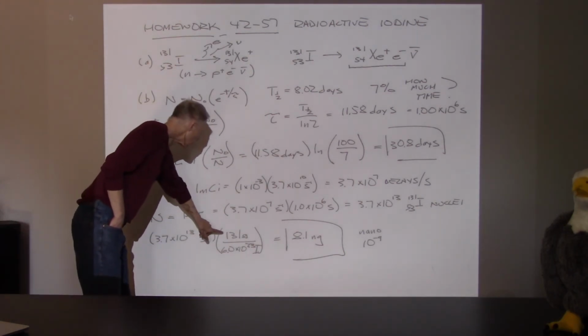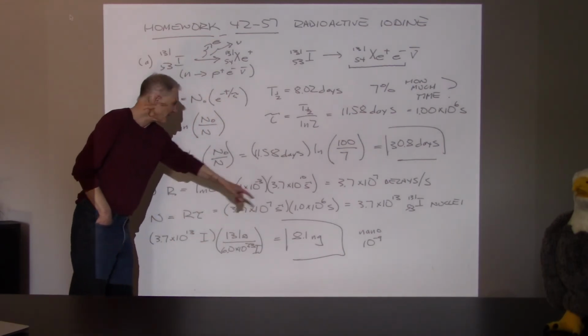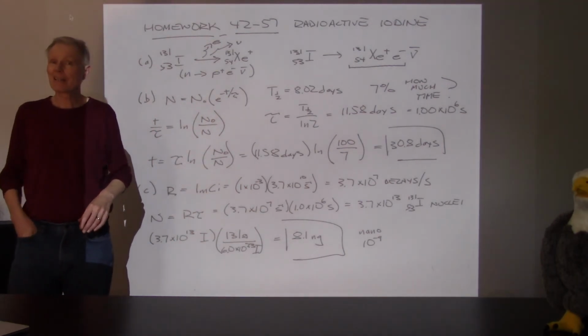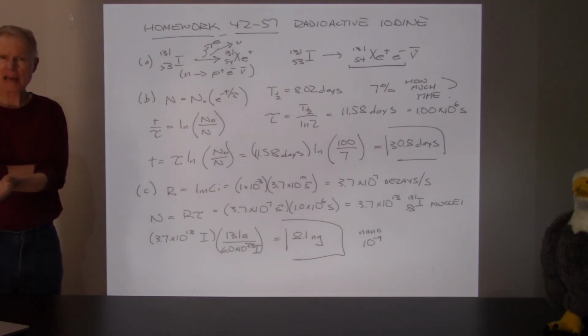And then what we can do is use the molar mass, 131 grams per mole, and what we get is a mass, and it turns out its mass is only 8.1 nanograms. So what do you think? Can you see a sample of 8 nanograms? I don't think so. This is really, really tiny.